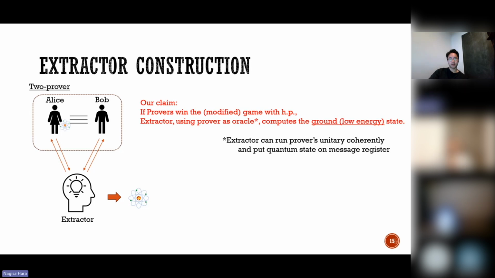Here, I have to make a small remark. The oracle definition is also slightly different from what I mentioned before. So the first thing is the same: the extractor can run the prover entirely coherently, and the extractor can also put a quantum state on the message register, even though the actual protocol is classical communication. But when you discuss the proof of knowledge for this proof system, you allow it to put a quantum state on the public message register.